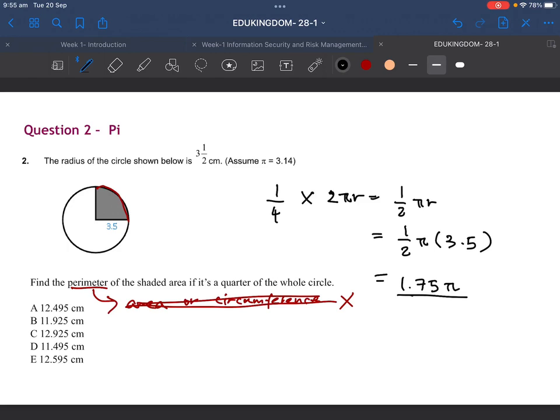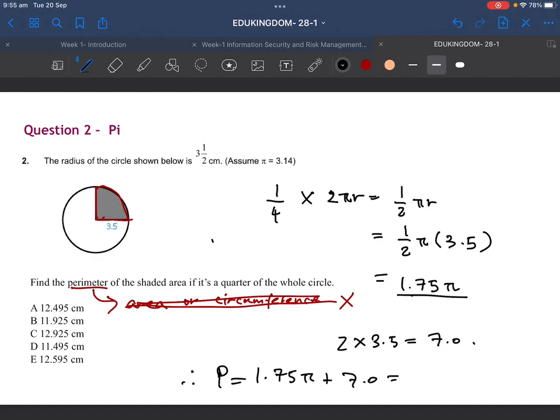Next, we have the two sides here, one here and the other one here, and we know each of them is 3.5 centimeters because the question says so. So we do 2 times 3.5, which equals 7. Therefore the perimeter, or P, equals 1.75 pi plus 7.0. So let's work this out now.